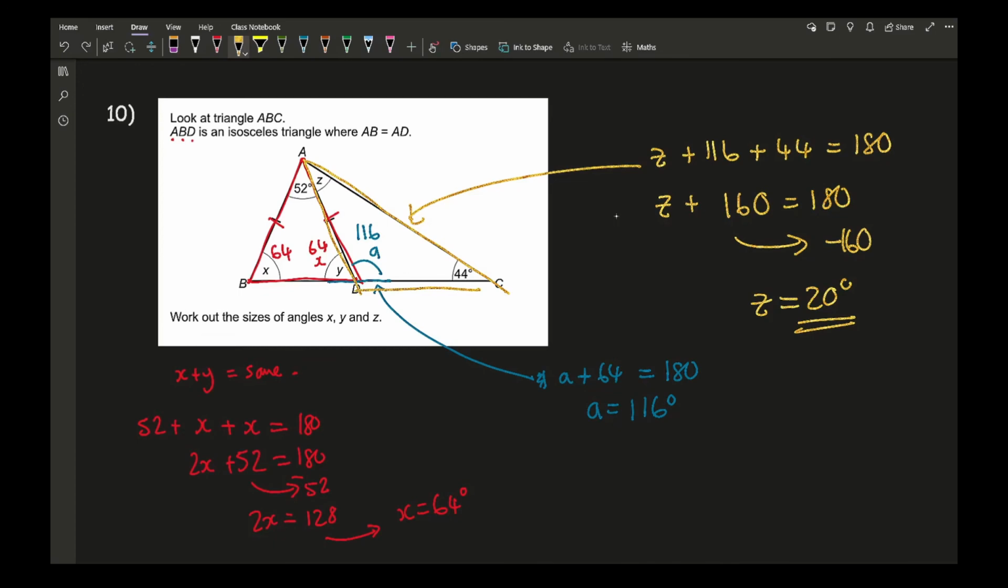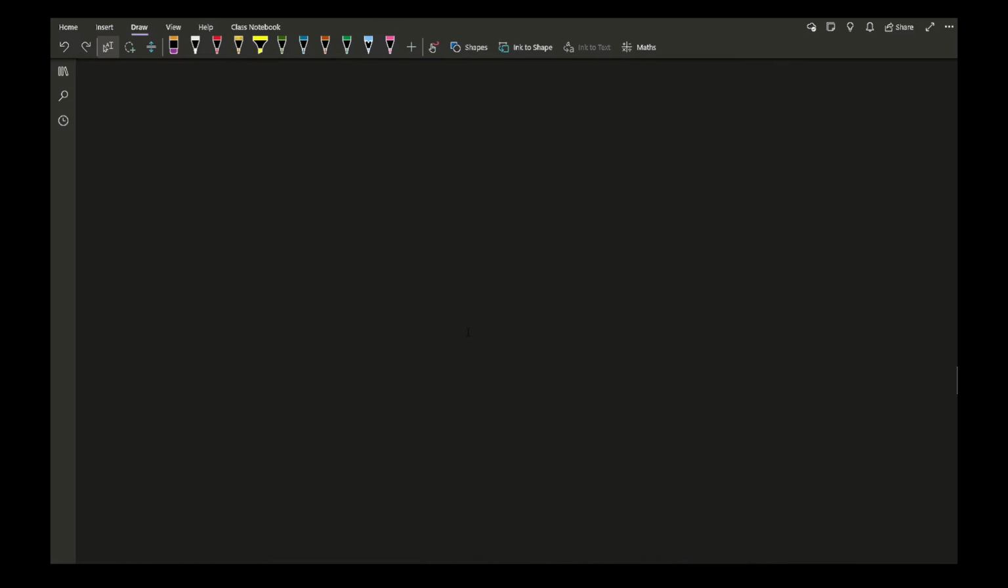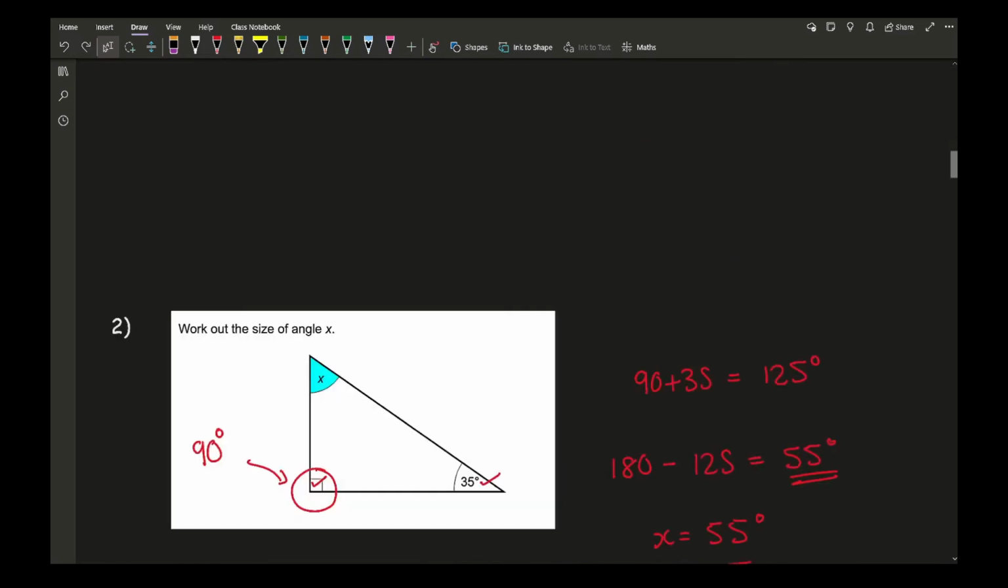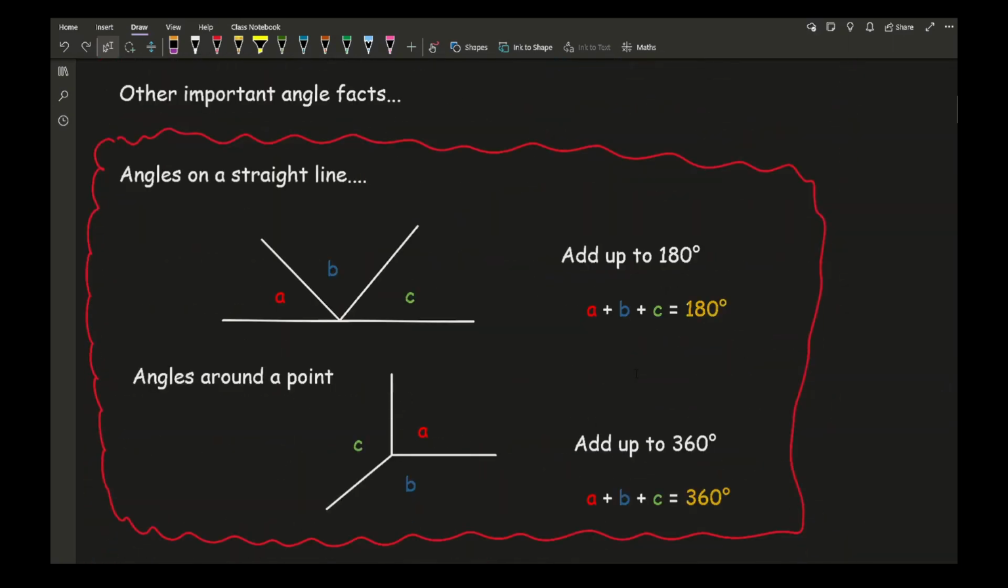So it's definitely worth making a note of those. And again, just to re-emphasize what those actual properties are, the main principle is that angles inside a triangle add up to 180. Angles on a straight line add up to 180, and angles around a point add up to 360. So it's just a case of applying those three main properties of angles to answer these types of questions.